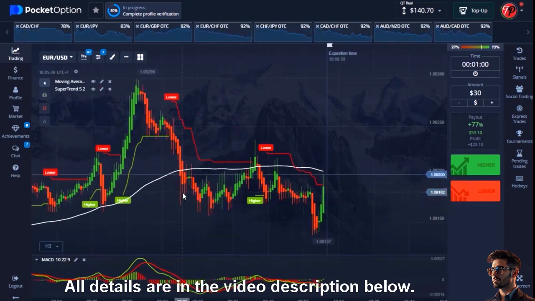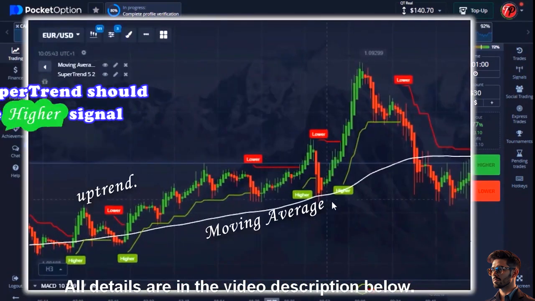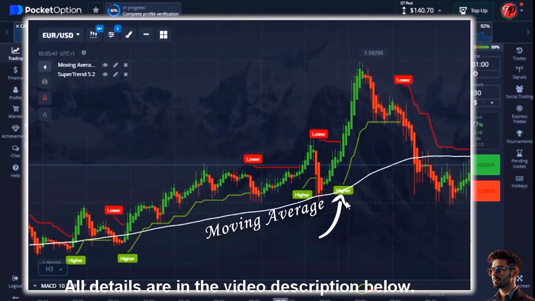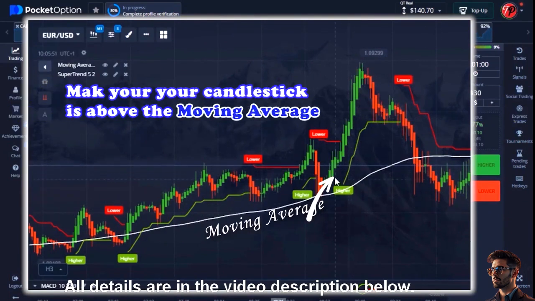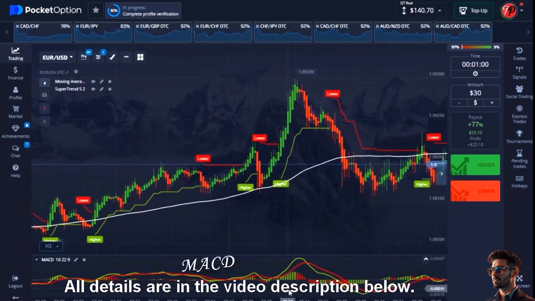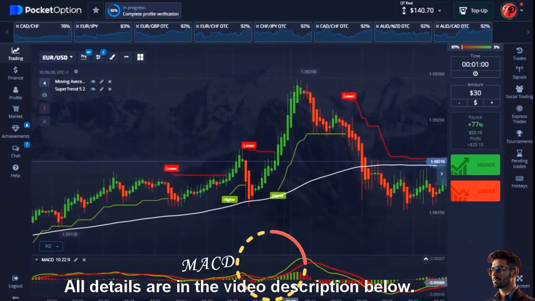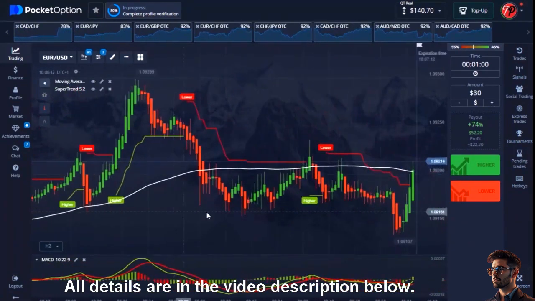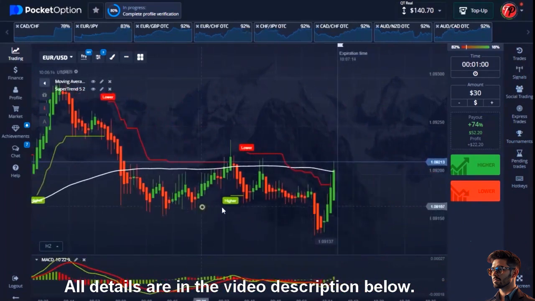If you're going for an up trade, you need to have your SuperTrend indicator signal you a higher signal, just like what happened here. Make sure you receive a higher signal with your SuperTrend. Make sure you have your candlestick above the moving average. And of course your MACD line is to be below the MACD signal bar here. The lines intersect each other, giving you an uptrend confirmation before you enter a trade. So that's just how it works.